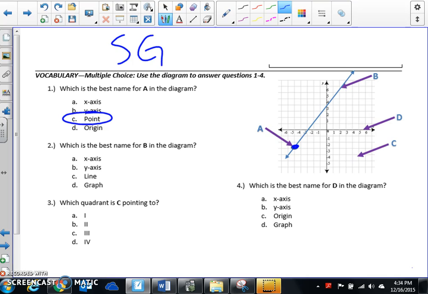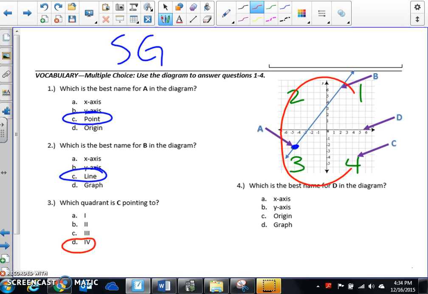Which is the best name for B in the diagram? B is a line. Now, when it comes to quadrants, you should go ahead and just number them: 1, 2, 3, 4. Remember, C is for correct. So C is over here pointing at quadrant 4.